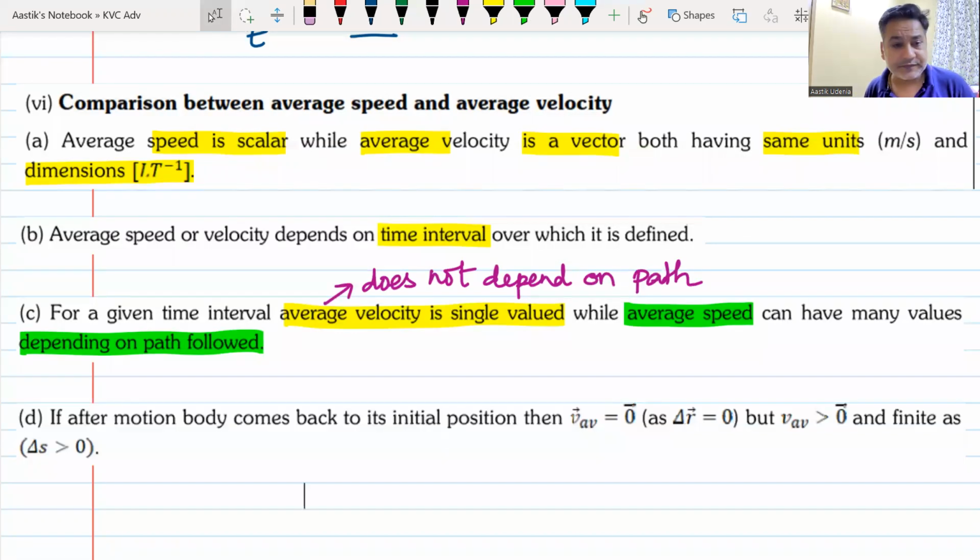Comes the next point. If the particle comes back to its initial position, the average velocity will be how much? 0. But the average speed will not be 0. They have written v for speed and v vector for velocity. Do we understand this? Same points that we had seen for distance and displacement have come back.